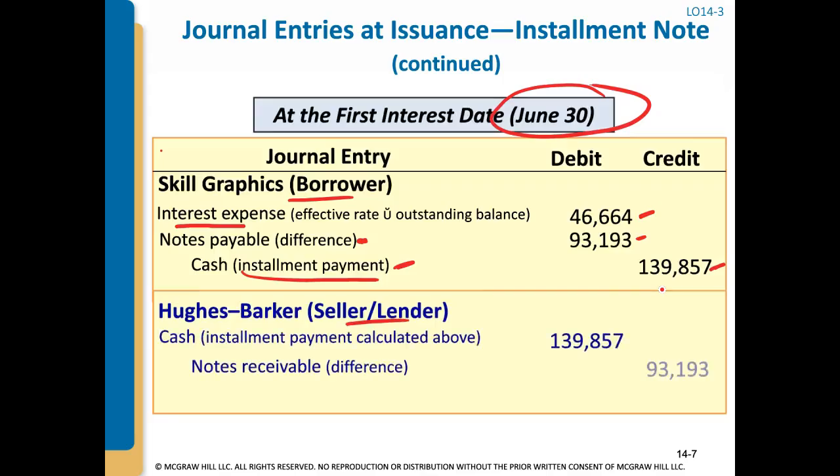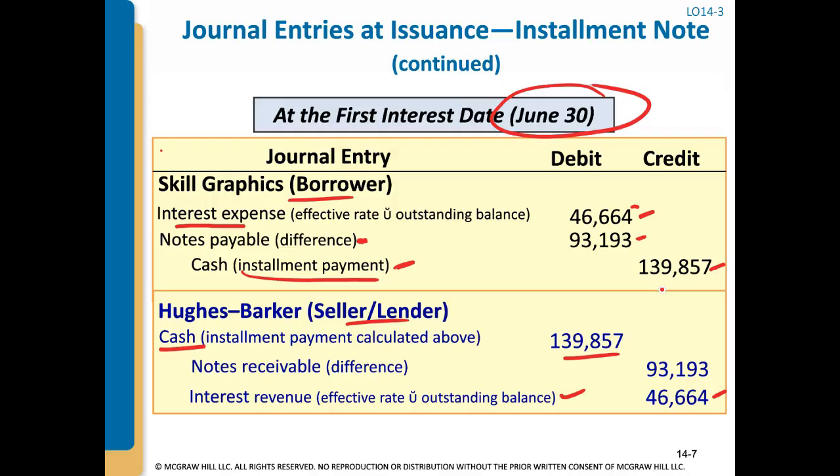The seller also has a similar entry, but on the flip side. They received cash of $139,000, so they're going to debit their cash account, and they need to recognize interest revenue the same way that the borrower recognized interest expense. They're going to credit their interest revenue, and then the notes receivable that they have on their books will be credited as each payment is made.